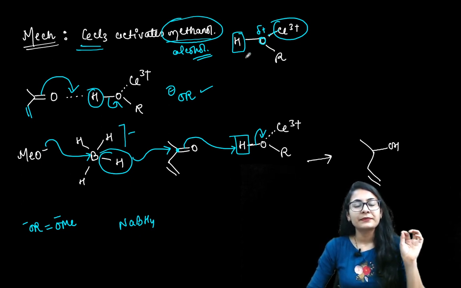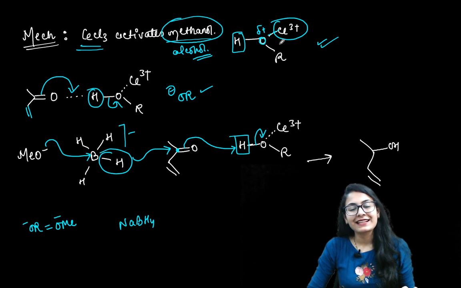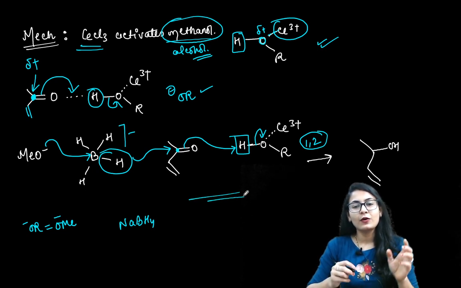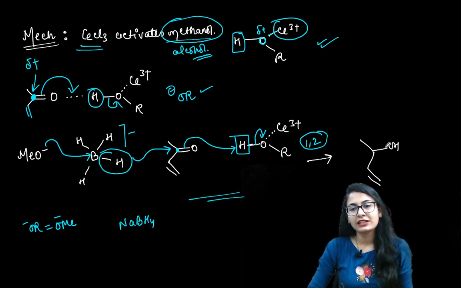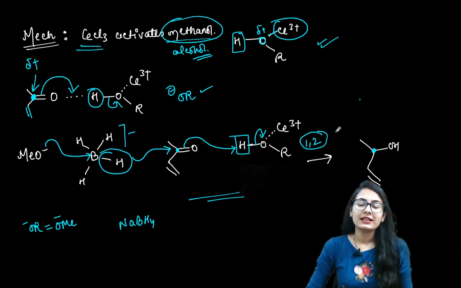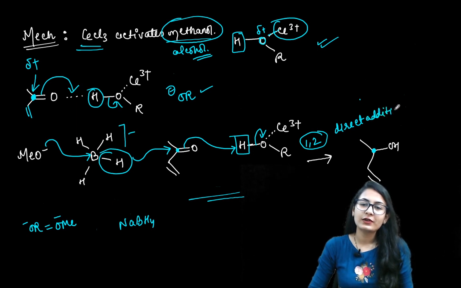So let's revise. The alcohol is activated by cerium. The proton becomes more acidic. The proton is now activating the carbonyl, or basically it is making this carbon of the carbonyl more delta positive, so that now the hydride from the borohydride could attack over it directly, and that is why it gives the direct 1,2 addition. This is the overall mechanism of the Luche reduction, and you get your allylic alcohol, or the direct addition product.